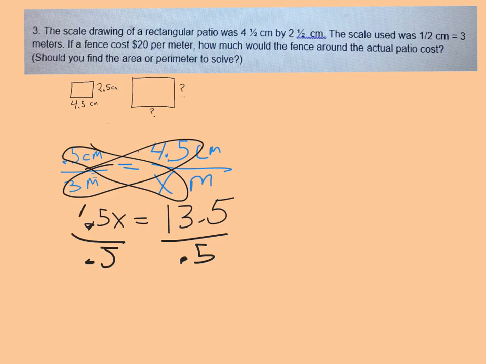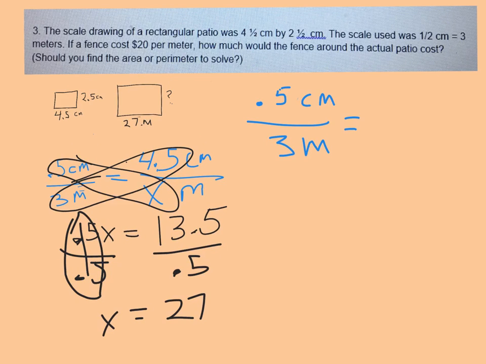So when I divide 0.5 by 0.5 or 5/10 by 5/10, that just becomes 1. So I'm left with x on this side. And then 13.5 divided by 0.5 would equal 27 if you did that on your calculator. So again, that's 13.5, and the fraction bar means divide, so divided by 0.5 or 5/10, and that would equal 27. So our first side of our real patio is 27 meters. So I'm going to go ahead and fill that in.